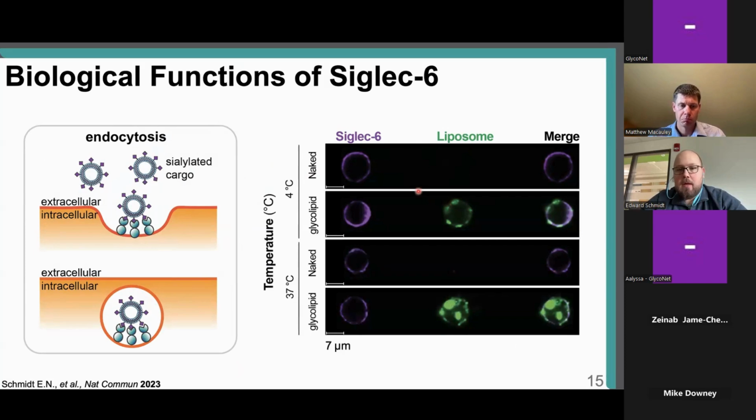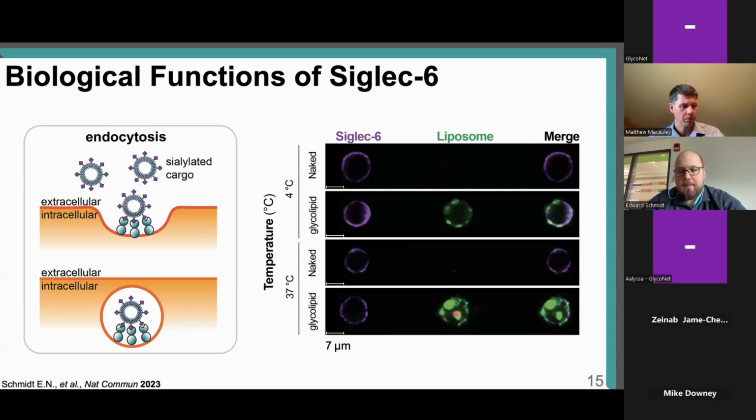And we had a control here of 4 degrees because endocytosis is an energetic process, so if we cool the cells down to 4 degrees, they'll still be able to bind, but they won't be able to bring the particles inside. But then you can see when we warm the cells up to 37, we get lots of green on the inside, suggesting that these particles are actually making it inside the cell, and it's being facilitated by Siglecs.